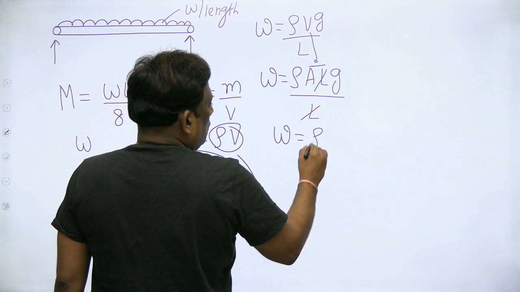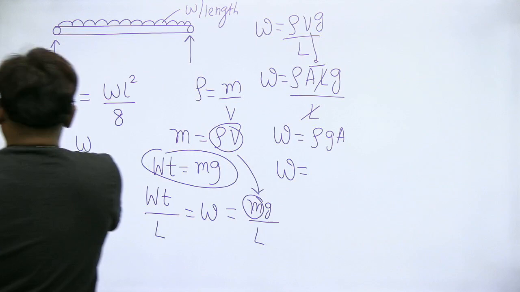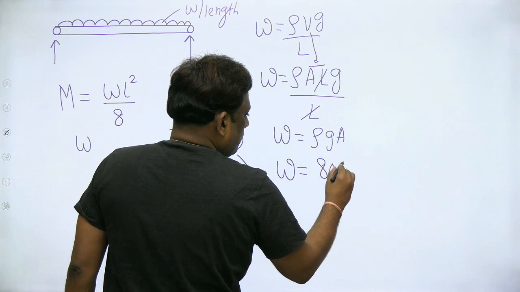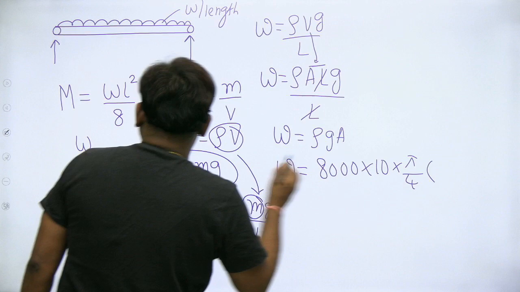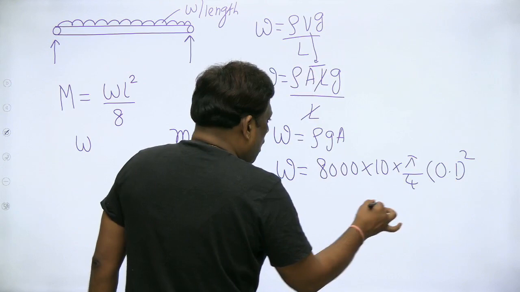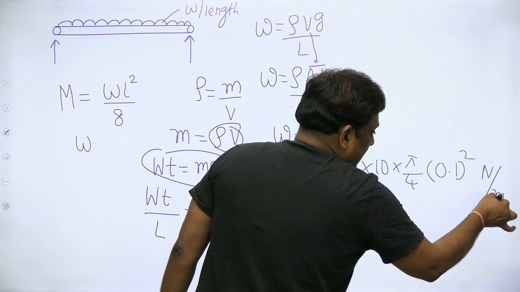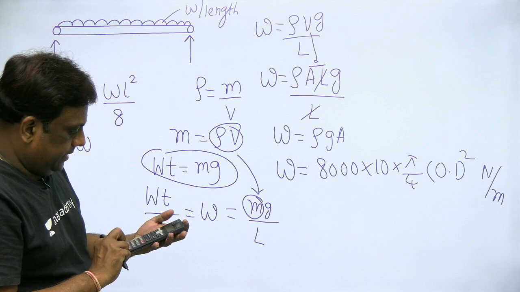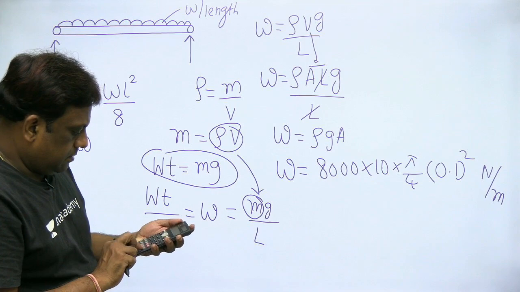So let's calculate weight per unit length. The density is given, I think, as 8000, if I'm not wrong. Yes, it is 8000. And he's asking us to take g as 10. The area is circular in shape, so pi by 4 into 0.1 squared, taking 100 mm as 0.1 m. The unit of this will be weight per unit length, because I have taken length dimensions in meters.